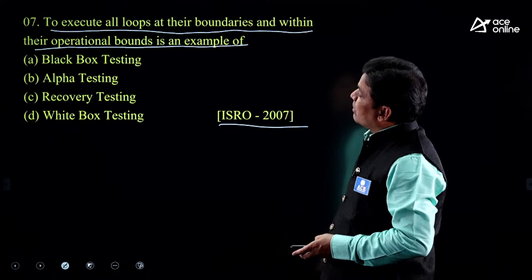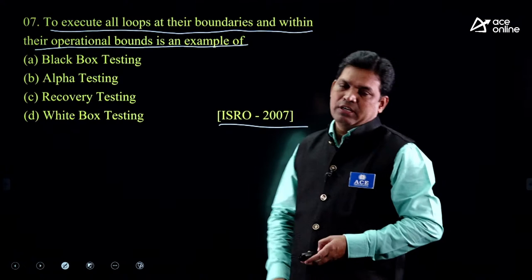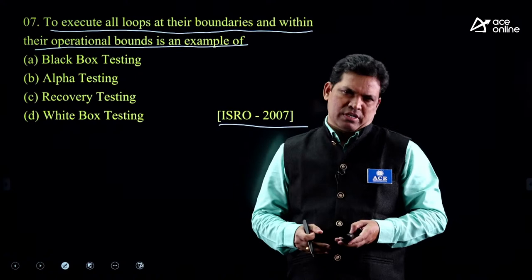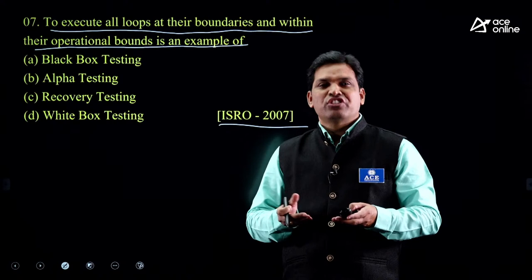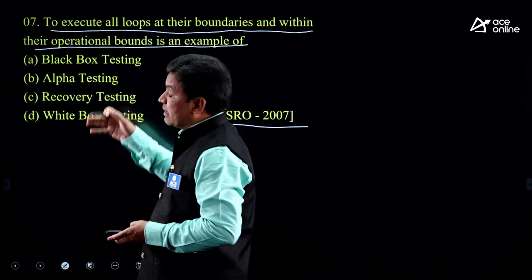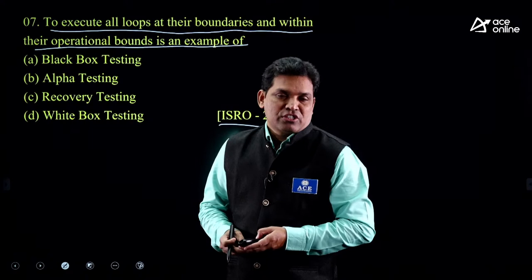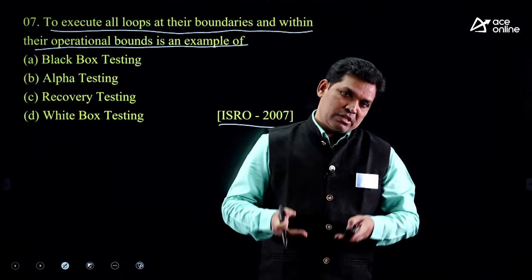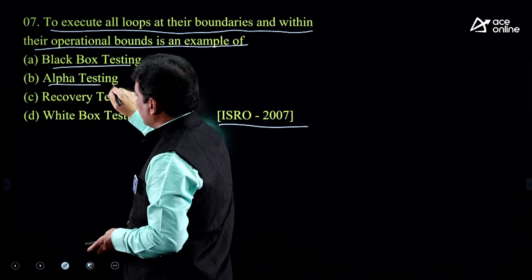Loops are available where exactly? Just observe the point: in source code. If you want to generate source code, there are for loops, while loops, do-while loops, and conditions, which belong to your source code. So which type of testing is relevant to source code, testing the structure of your application? And which type of testing tests sets of inputs and sets of outputs? Black box testing, alpha testing, recovery testing, white box testing. Let me discuss in detail here.